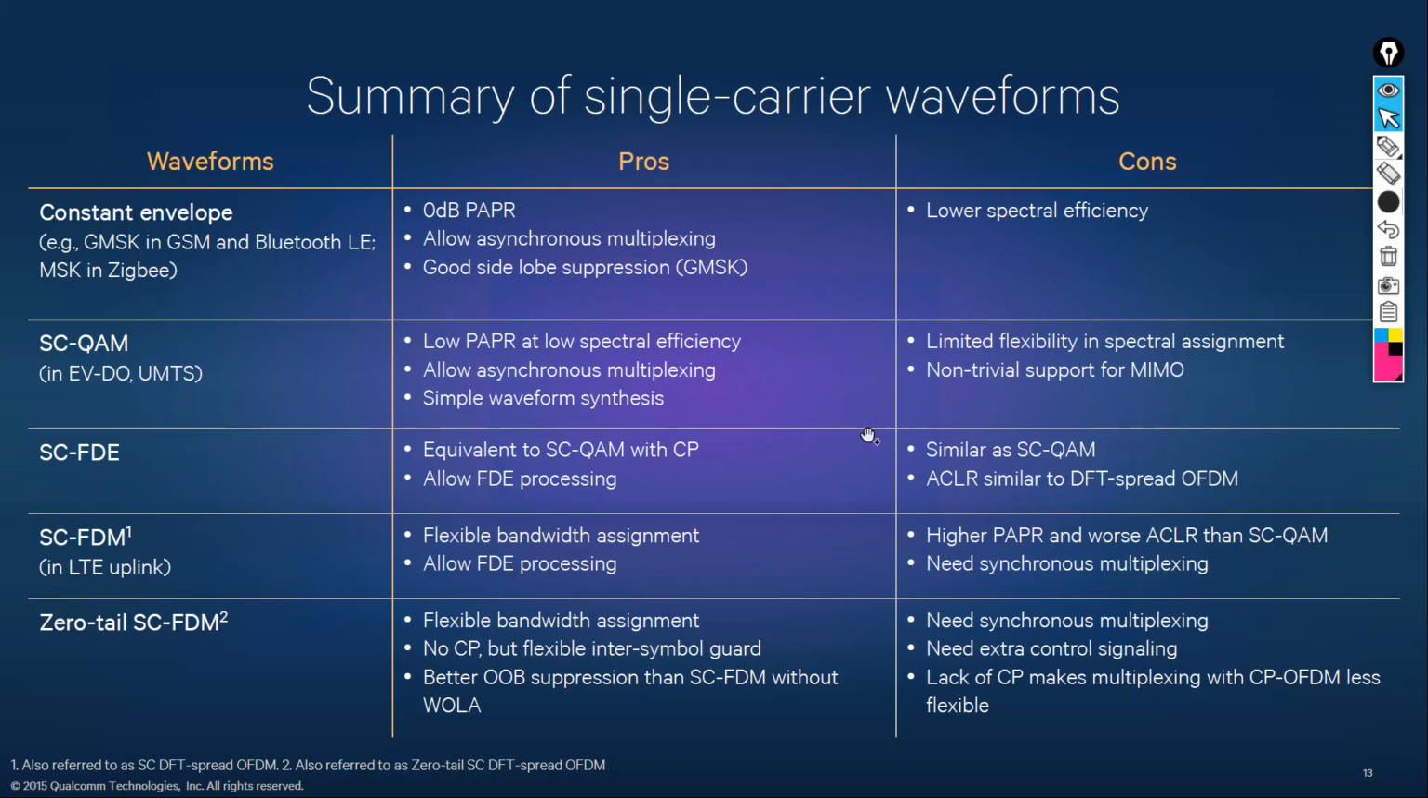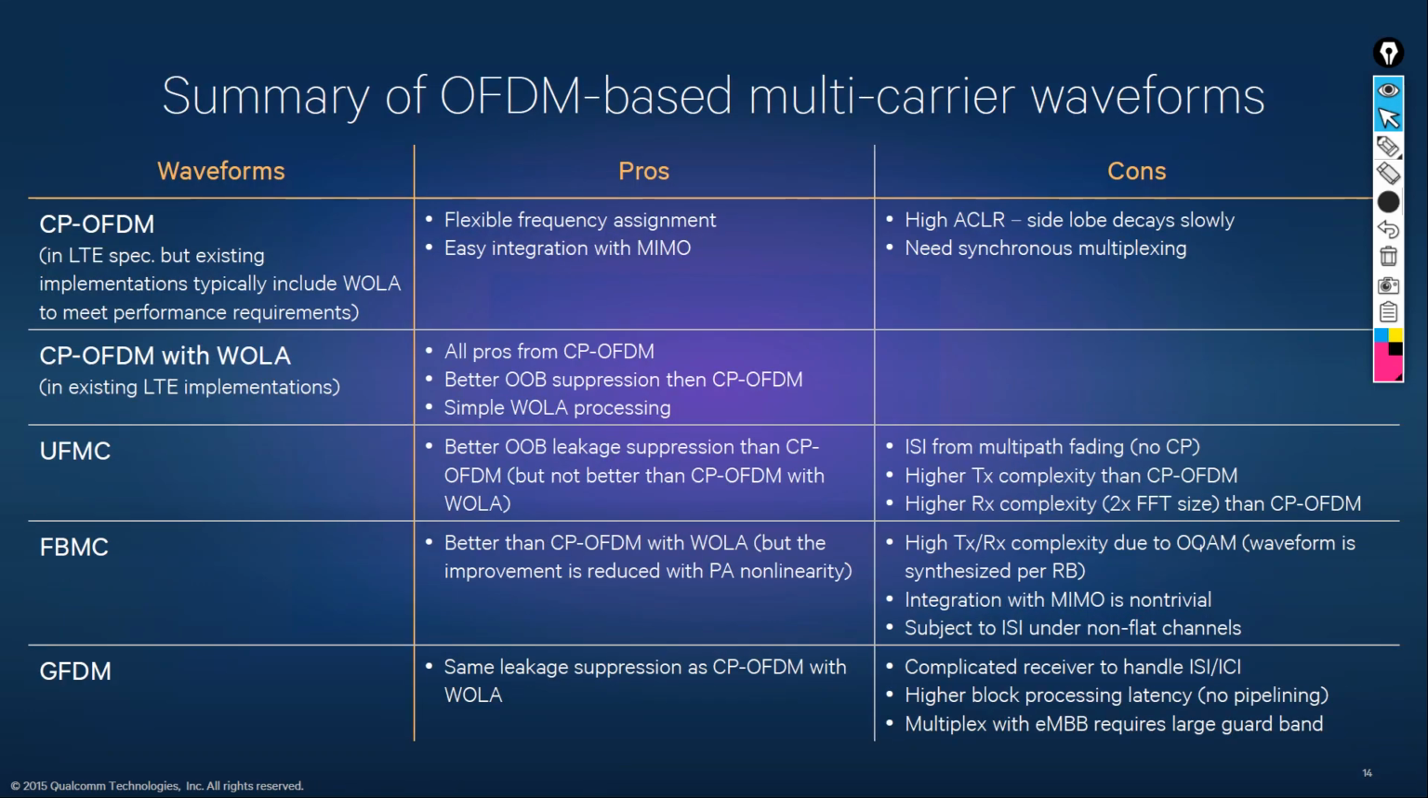In the standard, they studied all of them, investigated advantages and disadvantages, and thought about which one to use. Now, the waveforms based on multi-carrier, not single carrier, multi-carrier. You have the CP-OFDM, which is used in LTE and 5G. You have the CP-OFDM with windowing.